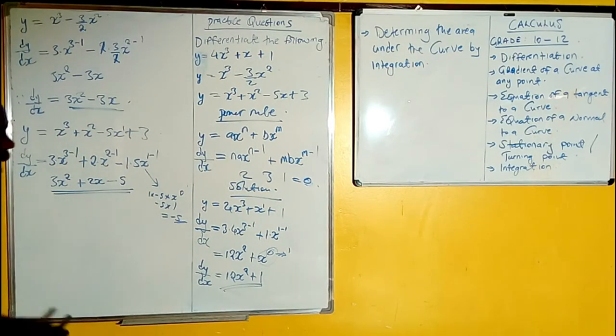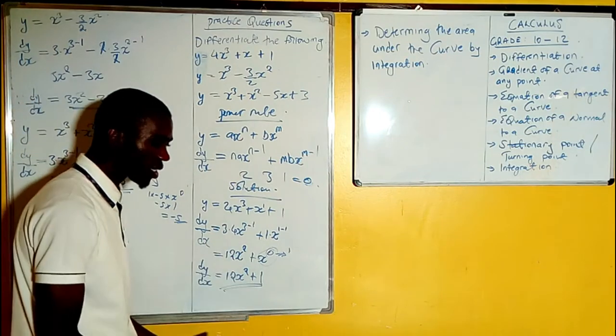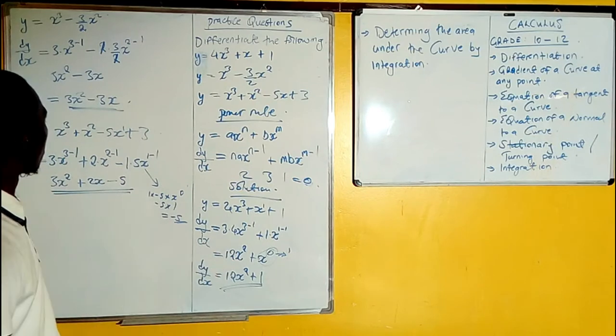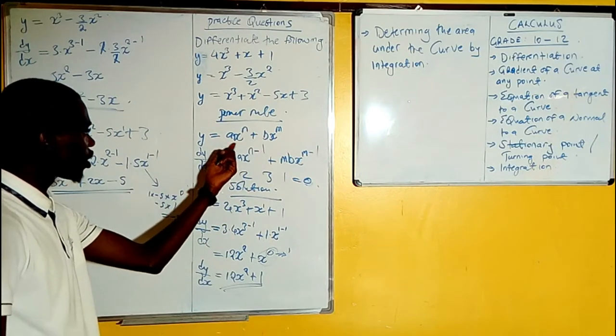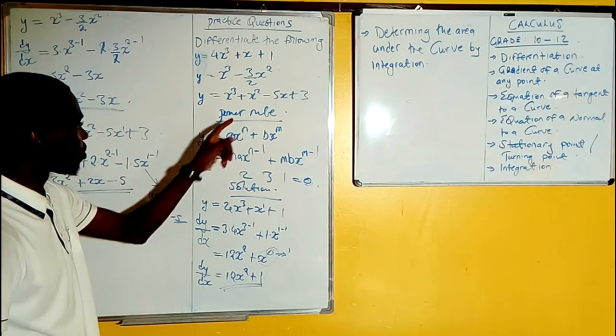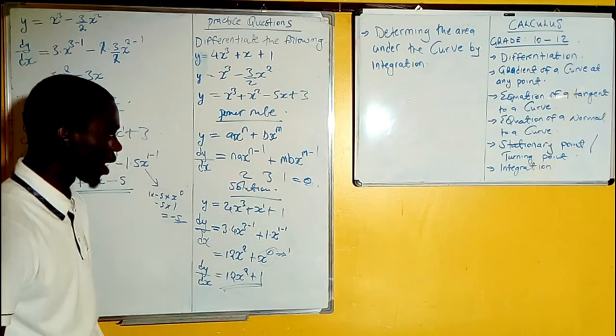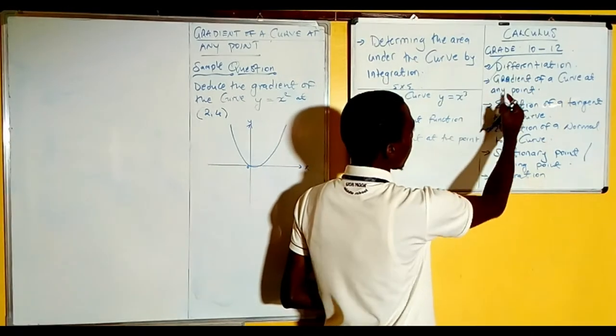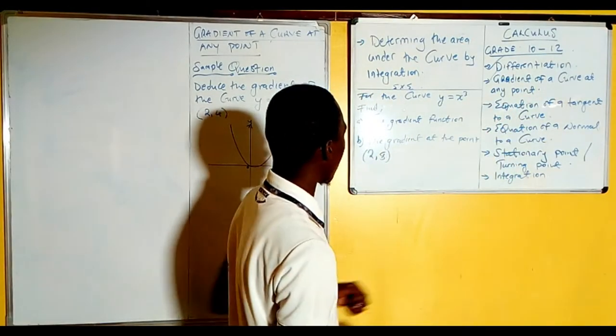So please remember, the power rule is the easiest that appears in your exams. When differentiating, just know that you have to bring down the power in front, you multiply it, then to write it back, you have to subtract 1. And that is how we find the gradient of a curve at any point.